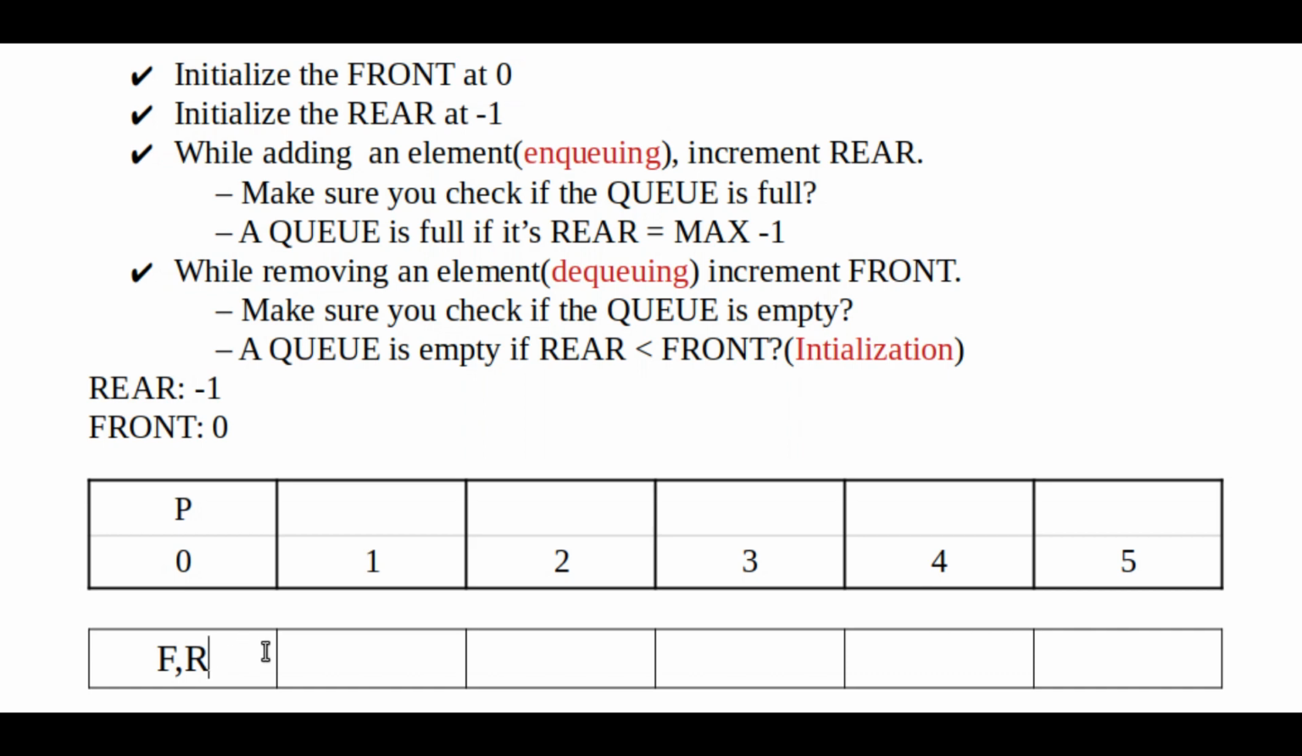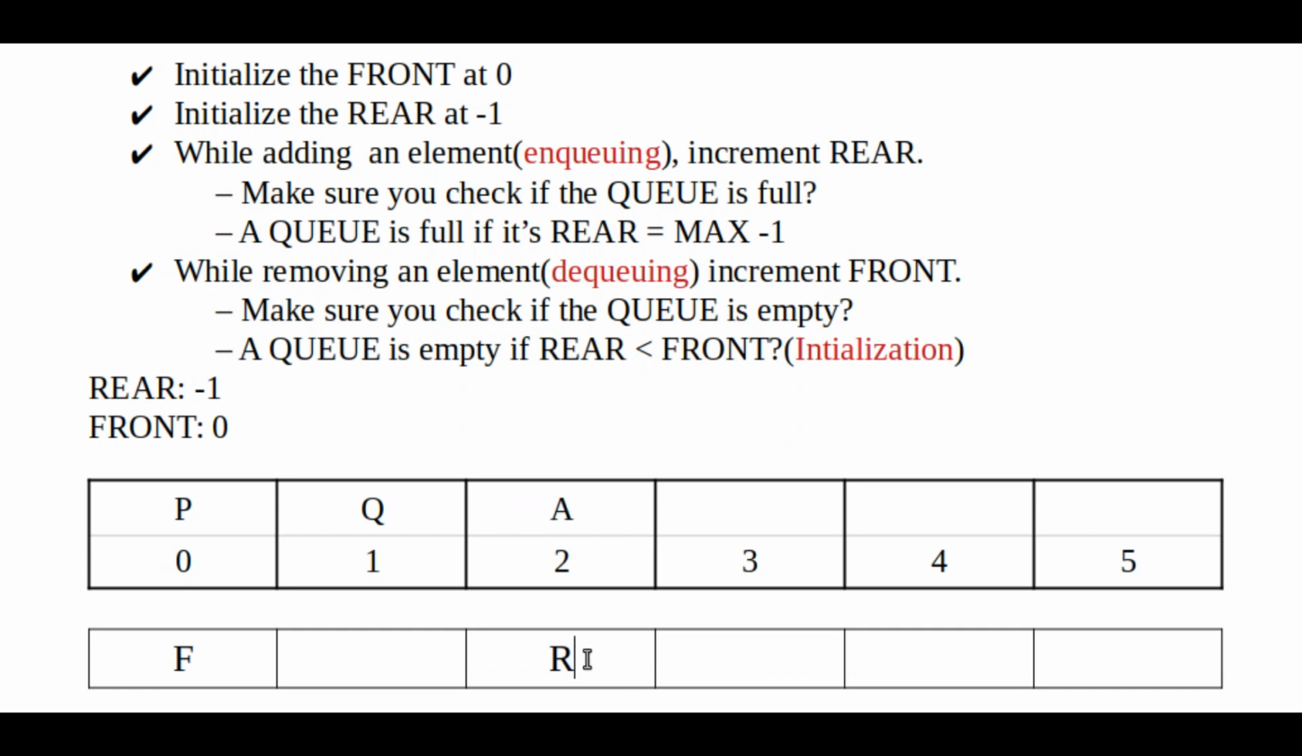After that, I want to insert another element. Insertion is always done from the rear, so before inserting, I should increase my rear index. Right now the rear index is at 0, so I will increase it by 1. Now my rear index is at 1, so I will insert another element there. Similarly, if I need to enter another element, I increment my rear index by 1, so it will be at 2, and I insert another element here.